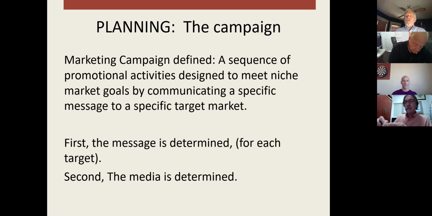So here's the campaign, which I call a marketing campaign, the tool that helps you actually do that. By definition, it's a sequence of promotional activities designed to meet niche market goals by communicating a specific message to a specific target market. So first you determine the message for each target market, and then second the media is determined. Now this is so different than the way the average media is bought.